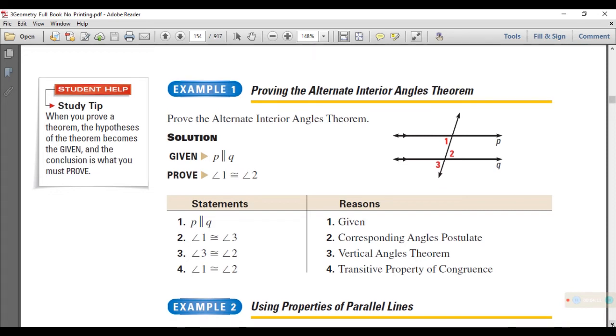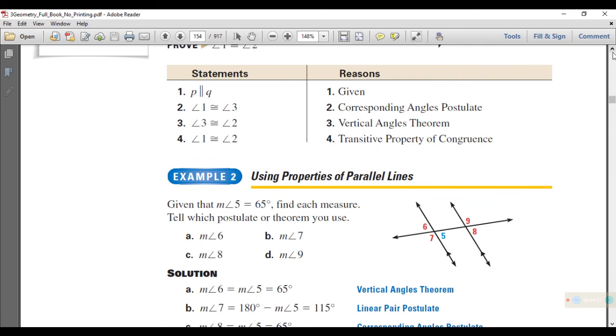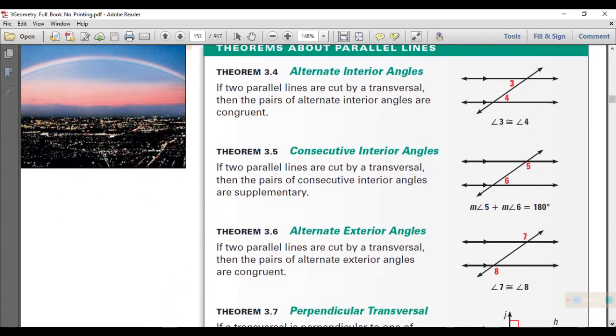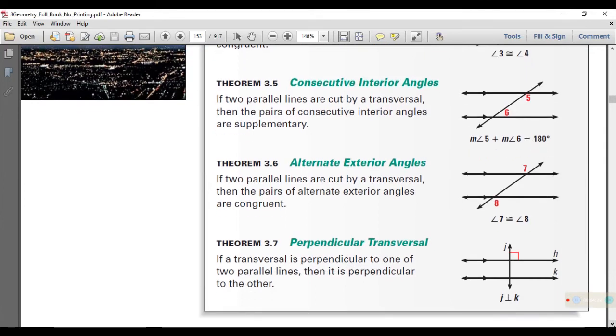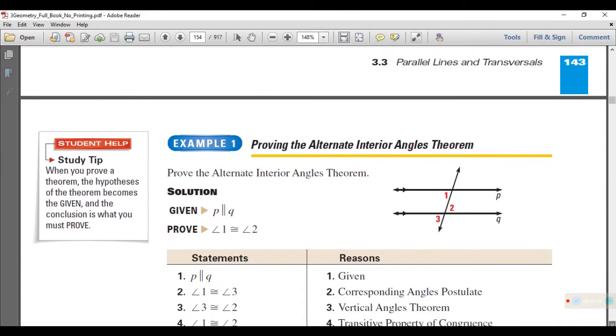Next. Oh my God. Pagod na ako. Next. Using properties of parallel lines, tell which postulate... ano ba yan? Ayaw niyo makisama.